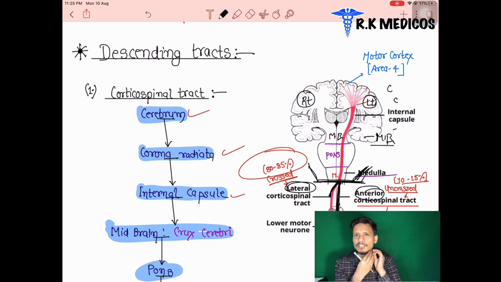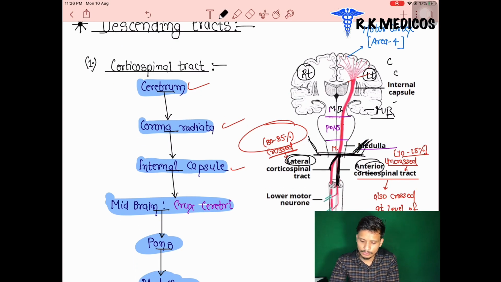But after that, these fibers are going to decussate, meaning they cross to the contralateral side, and that is 85% of the fibers of the corticospinal tract. After that, the 10 to 15% of the fibers that do not cross to the opposite side move on the same side, left to left or right to right. These fibers move down till the terminal part of the spinal cord, on the same side.